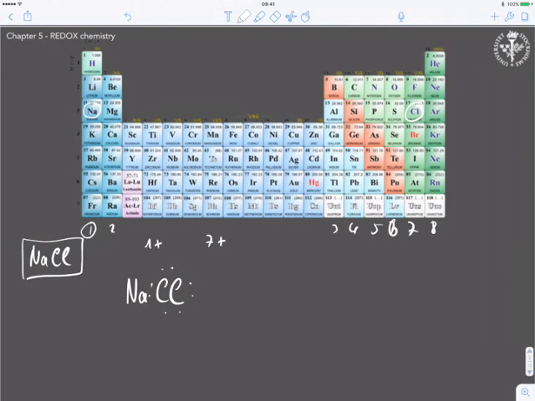So if you want to have a virtual charge of the sodium and chlorine within this molecule, sodium will be a positive charge, and chlorine will be a negative charge because it will rob this electron from the sodium. And this is what we call the ionic bond.